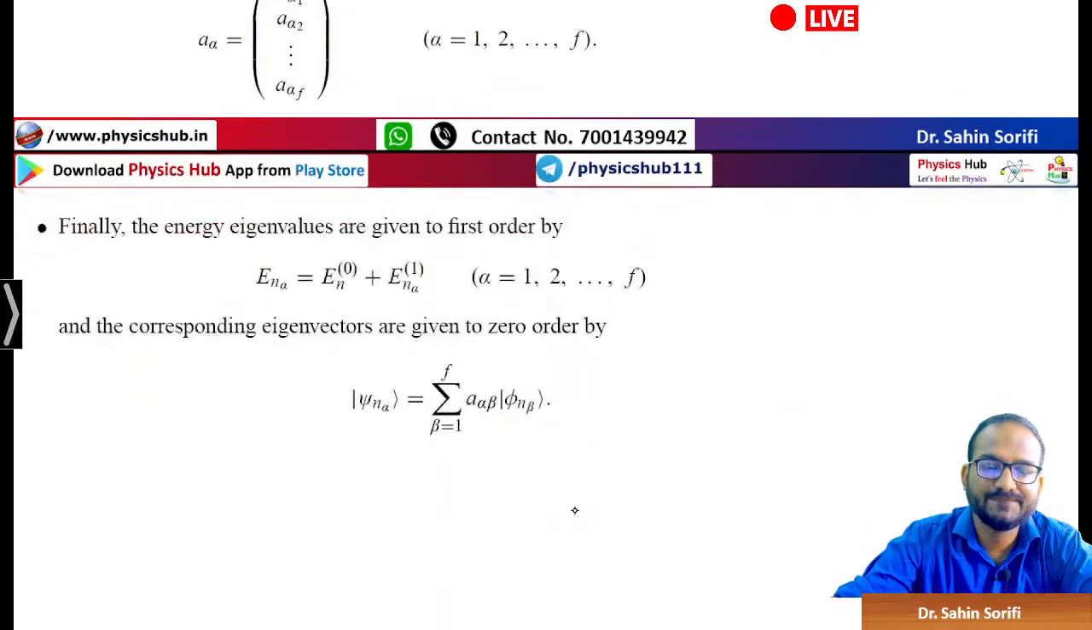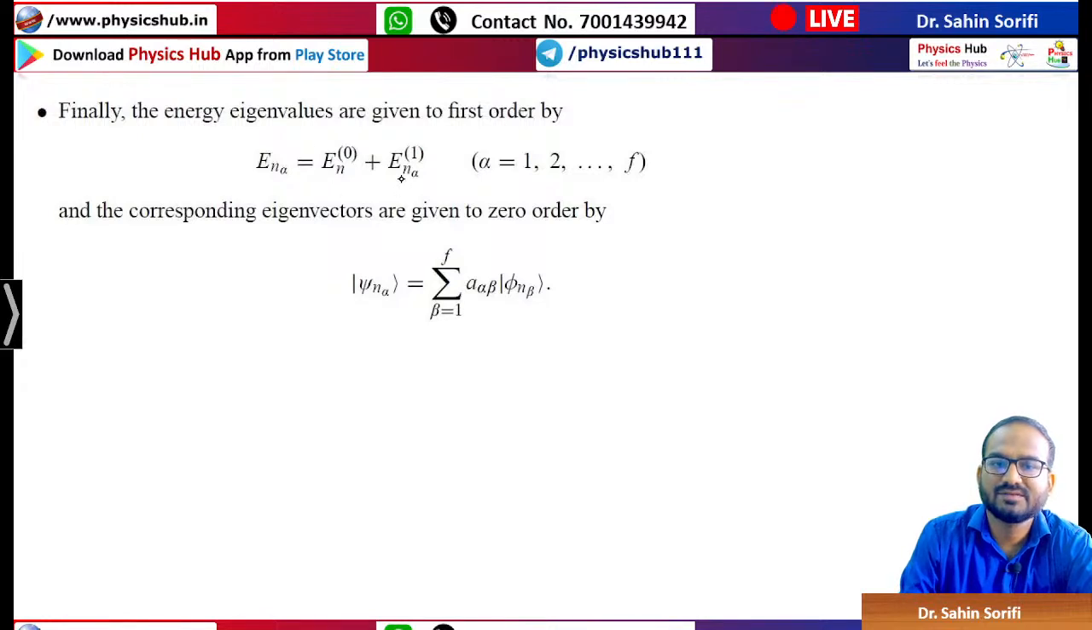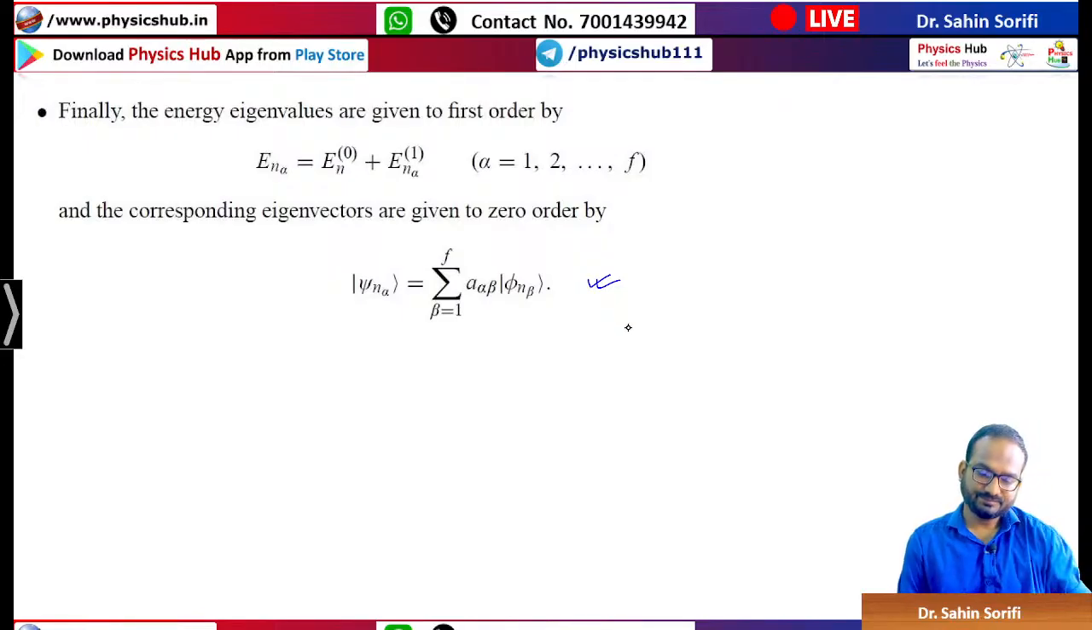And once you get the energy eigenvalues, you can calculate the total energy. This is the unperturbed energy plus the perturbation. The corresponding eigenvector can be written in this way: ψ_nαβ equals the sum over β from 1 to F of A_αβ φ_nβ. Okay.